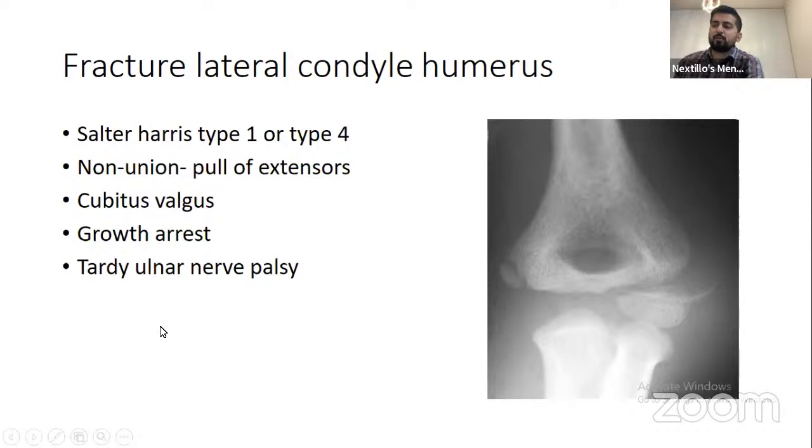Now, these are known for tardy ulnar nerve palsies. Tardy means slow onset, and these ulnar nerve palsies can be seen as late as 20 years from the date of injury. So, cubitus valgus deformities due to lateral condyle humerus fractures are known for tardy ulnar nerve palsy. Remember.